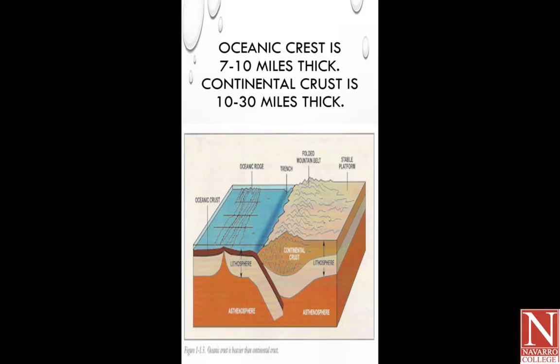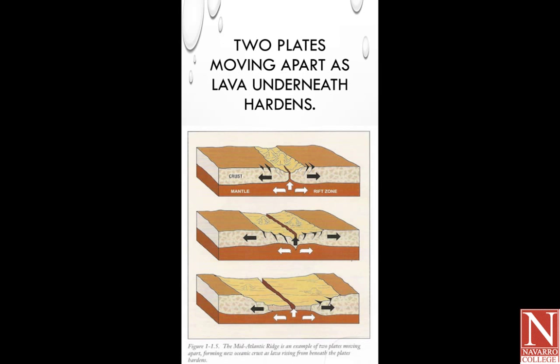Now, oceanic crust is 7 to 10 miles thick. It's really thinner than the continental crust, which is 10 to 30 miles thick. But also, the oceanic crust is made of heavier materials. Maybe they're just more compact. That's why they're not as thick as the continental crust. But when those two crusts collide with each other, the oceanic crust tends to dip down and go below the continental crust, which is 10 to 30 miles thick.